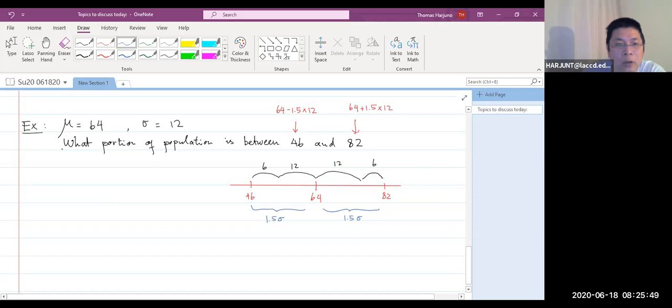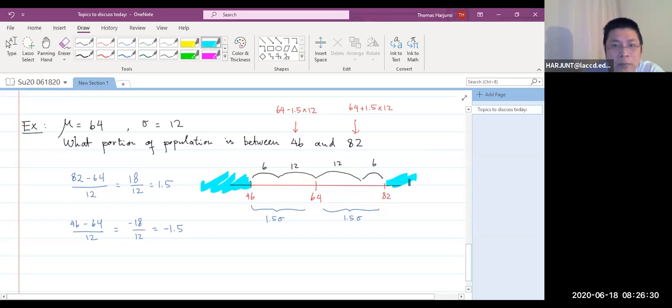If you want to know how I get that 1.5, you can do it this way: 82 minus 64 divided by the standard deviation, that's 18 over 12, that's 1.5. 46 minus 64 over 12, that's negative 18 over 12, that's negative 1.5. Now then, because from the mean you go to the right and to the left 1.5 times standard deviation, the one outside must be less than 1 over 1.5 squared.